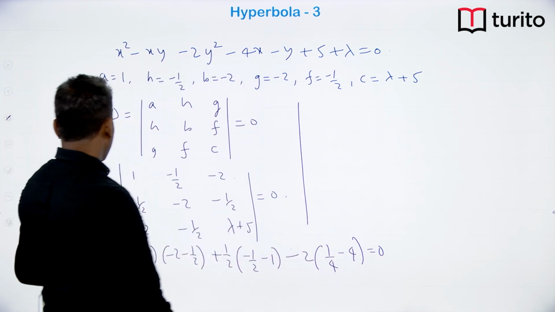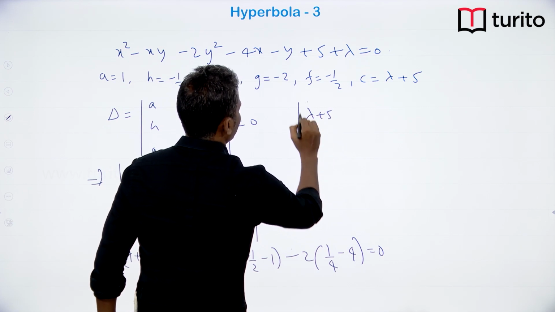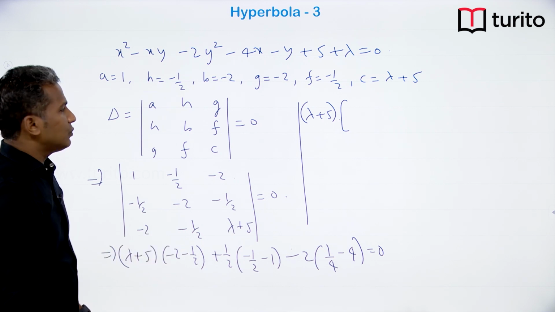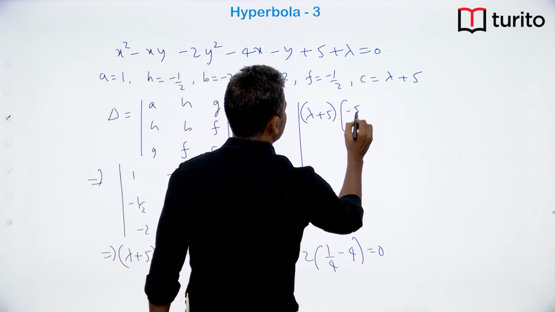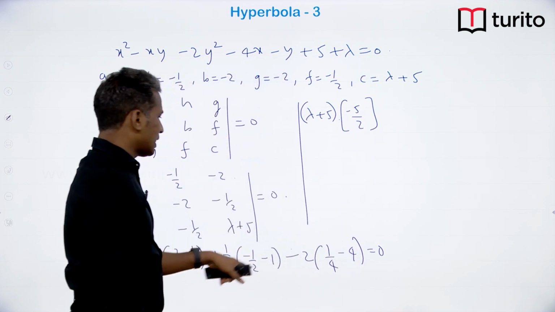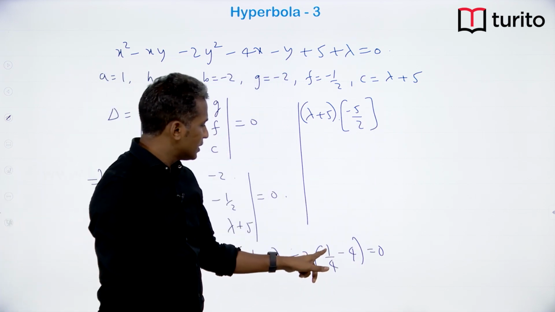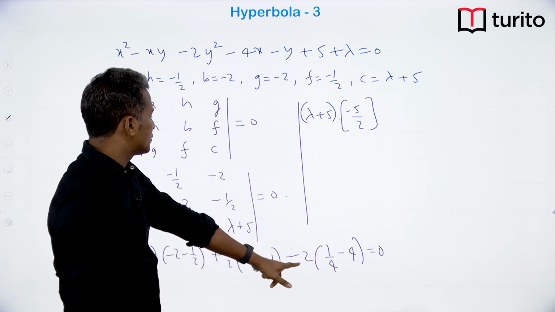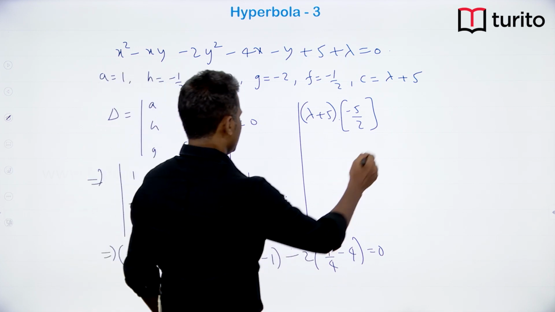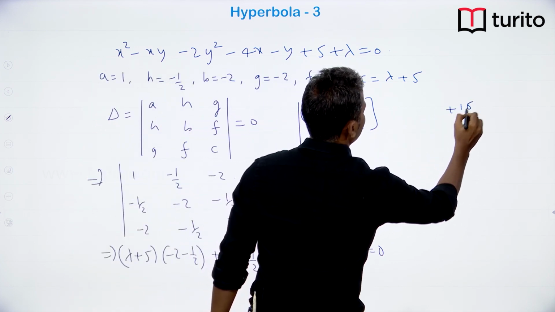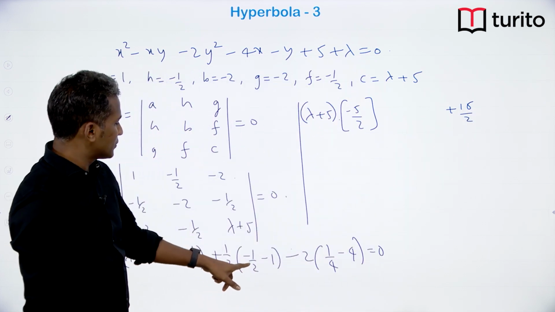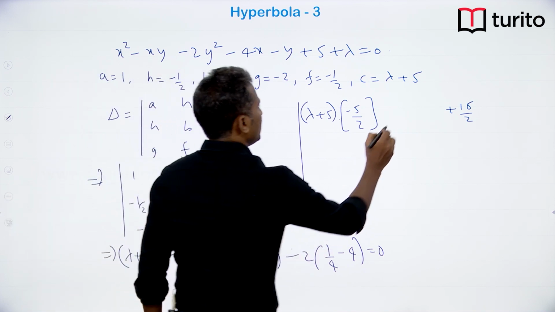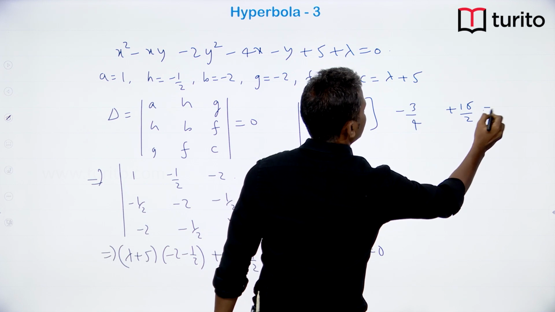So, it becomes lambda plus 5 into, this is going to be 5 by 2. So, basically this is minus 5 by 2. And here these are anyways constant, so we just have to simplify them. So 1 minus 16 by 4, it becomes minus 15 by 4. So minus into minus, it becomes plus, it becomes 15 by 2. So plus 15 by 2, and similarly here also, here it is minus 3 by 2. So minus 3 by 4 it becomes, this must be equal to 0.